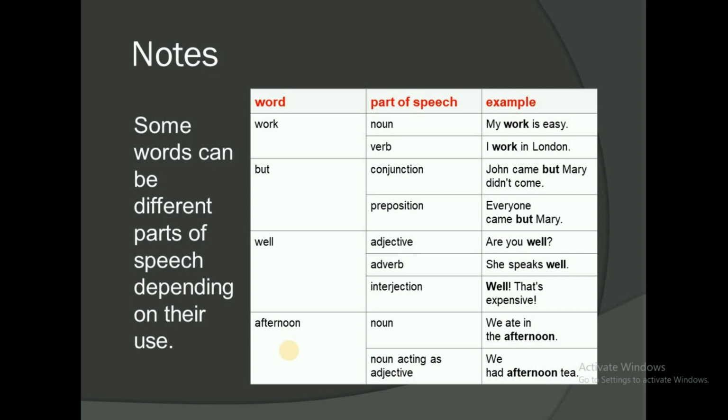You can see some examples here, such as work. My work is easy, or I go to work. That is a noun, but it can also be a verb. I work in London. I work as a teacher.